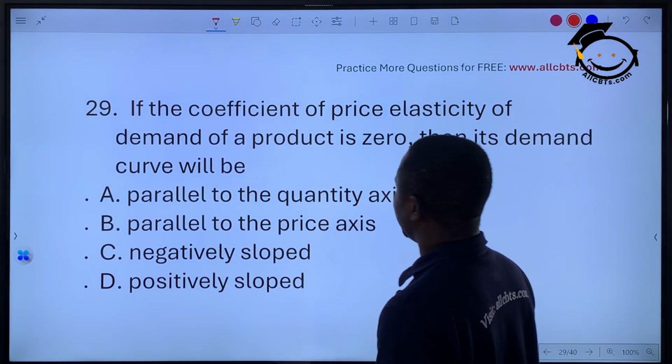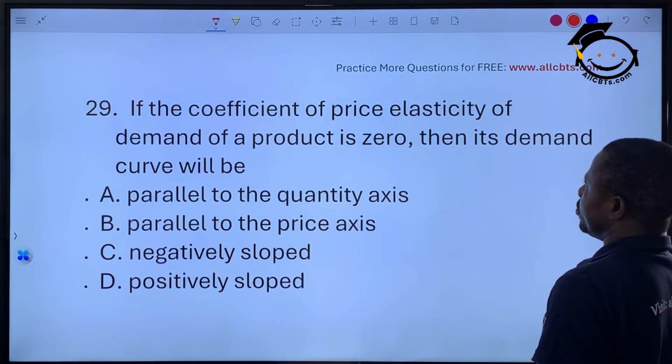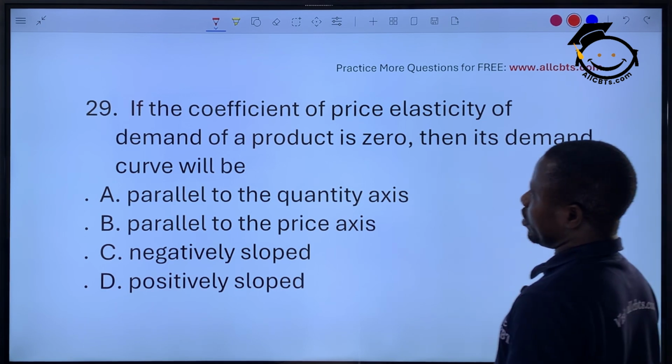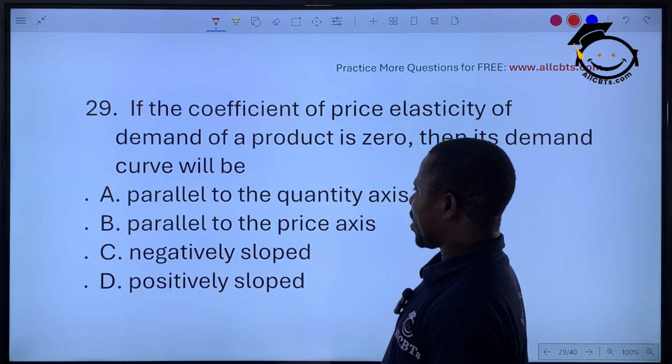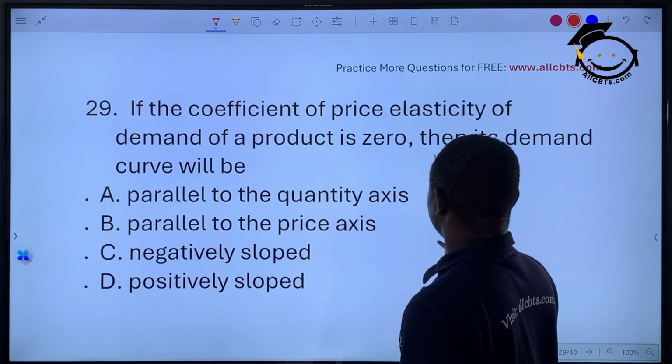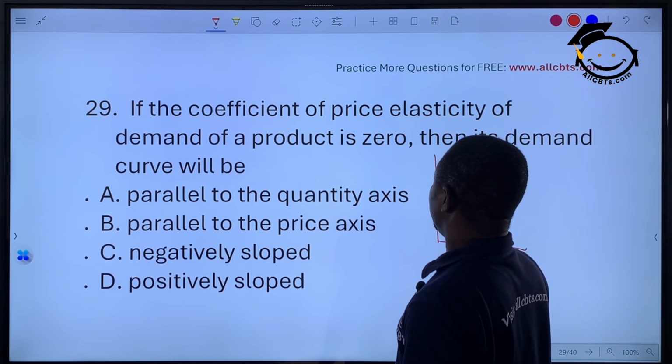If the coefficient of price elasticity of demand of a product is 0, then the demand curve will be what? It will be parallel. The demand curve is 0. It will be this.